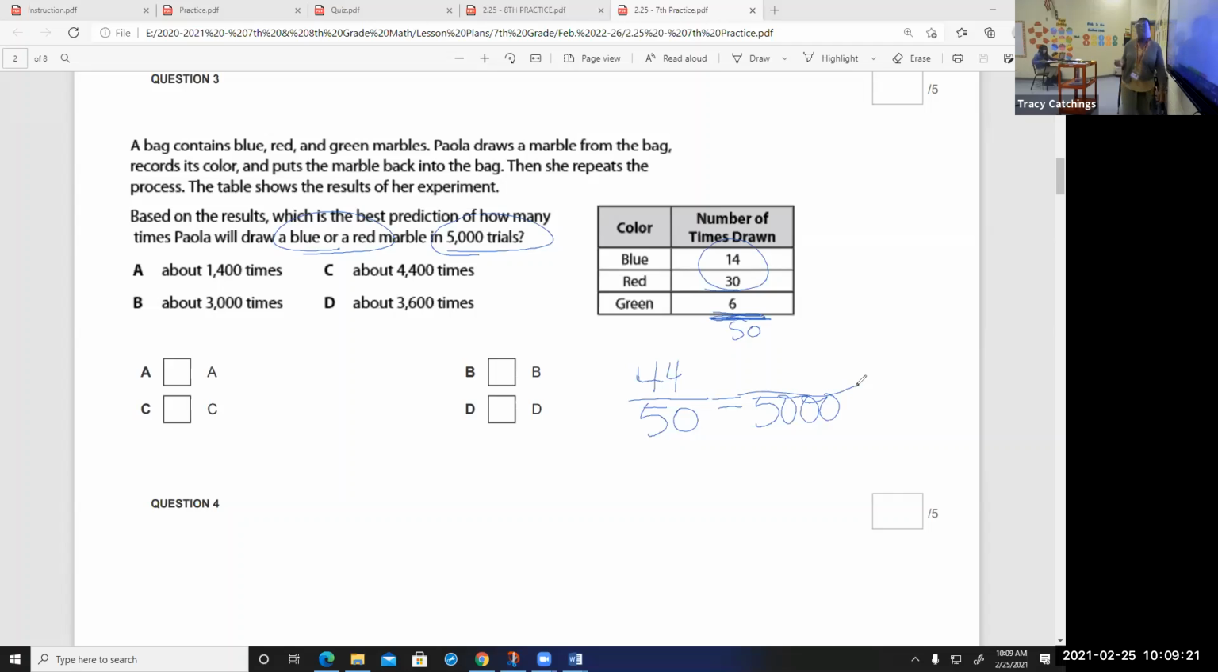So somebody tell us, 50 times what is 5,000? 100. All right, so now multiply the top by 100. Good job. Multiple choice ones are the easiest one, so you don't have to type down with it. Any questions about how that's C? Okay.